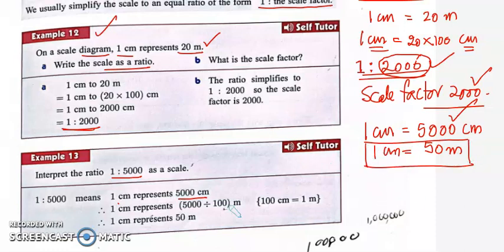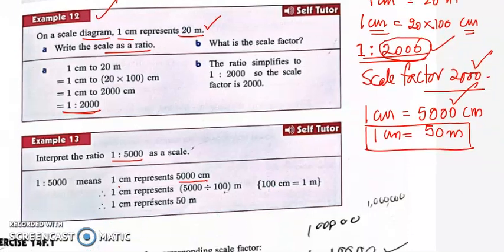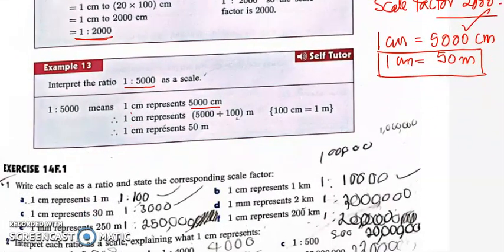In order to convert these ratios, you must be aware of the units and their values, like 10 millimeters is 1 centimeter, 10 centimeters is 1 decimeter, 10 decimeters is 1 meter, 1000 meters is 1 kilometer, like this. Here I have explained already: 1:5000 means 1 centimeter represents 50 meters.